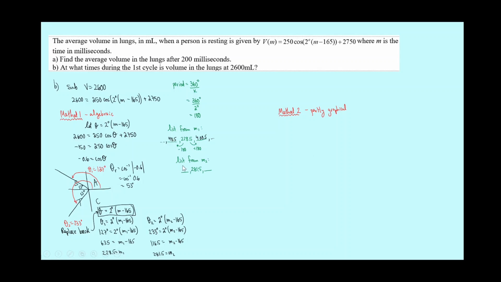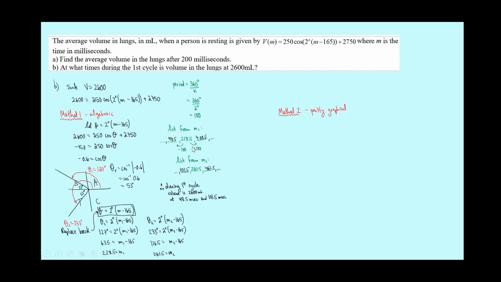So that's one of the answers we'll be using. Then you do the same thing for the list for the second answer, for the time that we found. And adding or subtracting 180, this is beyond what we want, but this first one is again within the first period. As you can see that it's lower than the actual period 180. And this allows you to answer the question. You would say, during the first cycle, volume is 2600 milliliters at, and then you specify the 2 specific times that we found within the first cycle.